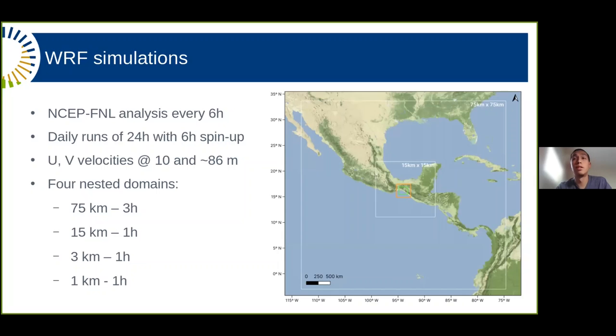For these domains, in each domain, we obtain U and V velocities at 10 meters height, and the first layer of pressure, which is above the 80 meters height, which is the hub height. In order to be able to interpolate, we got the next layer above that height, which is about 86 meters. For the 75 kilometer grid, we got a 3-hourly resolution, and for the rest of the grids, an hourly resolution.